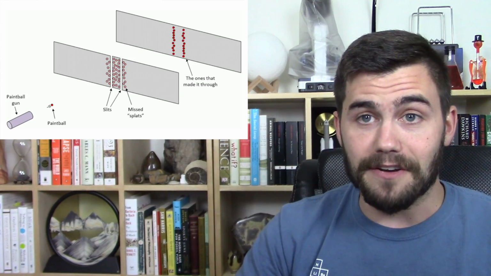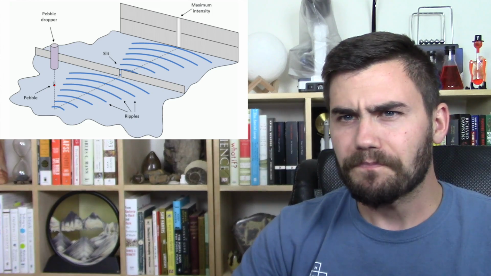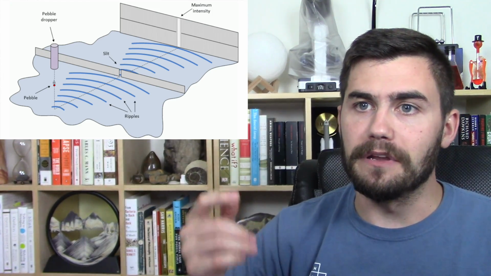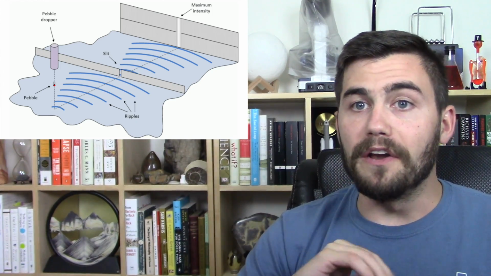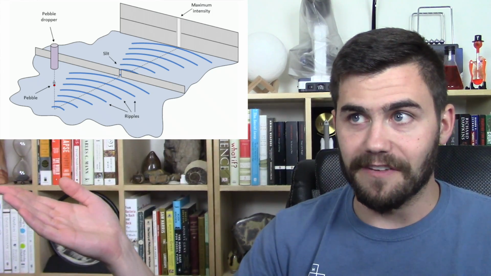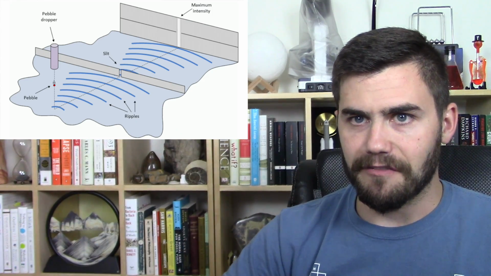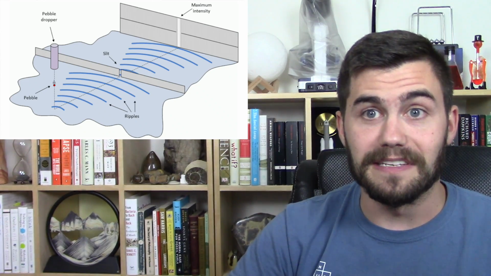Now, this is how matter interacts. With waves, though, with energy, it's different. So if we were making waves, if we were using a pebble in this case to make waves in the water, if there's only one opening, one place where the wave can travel through, then the energy of the wave is concentrated in one location. So that's why it says maximum intensity.